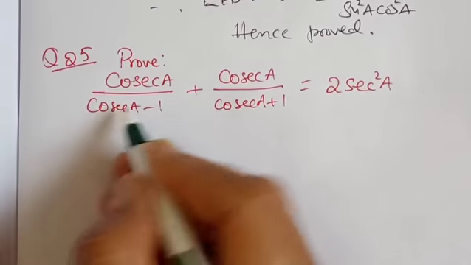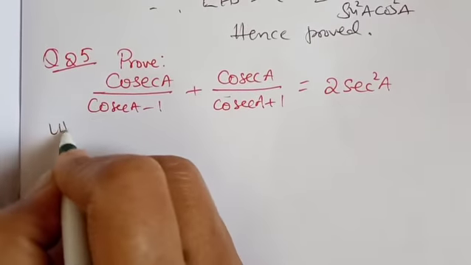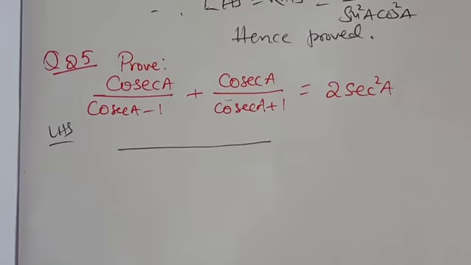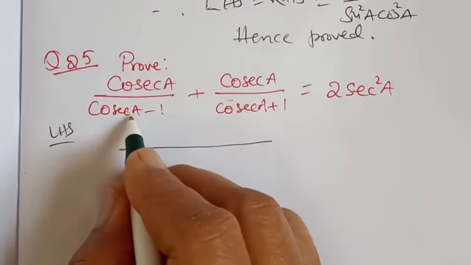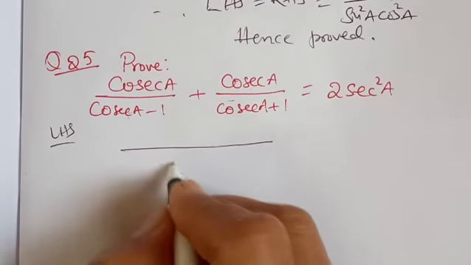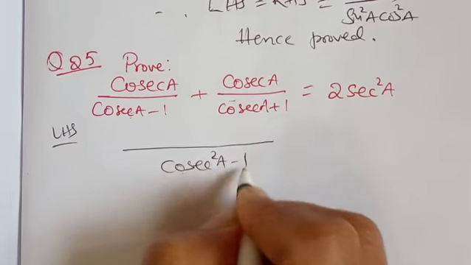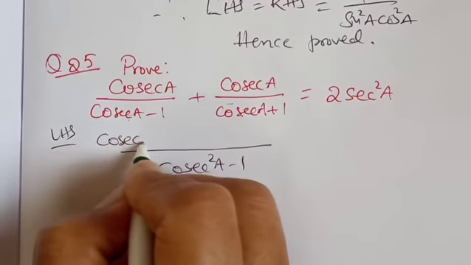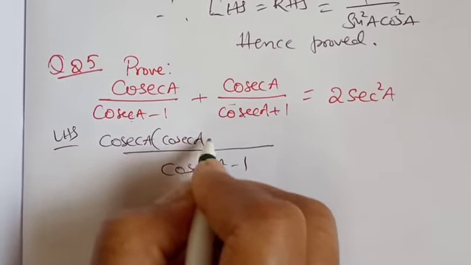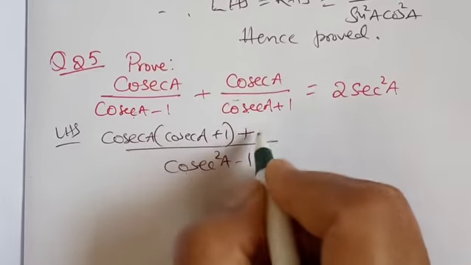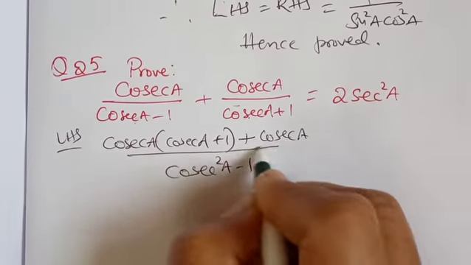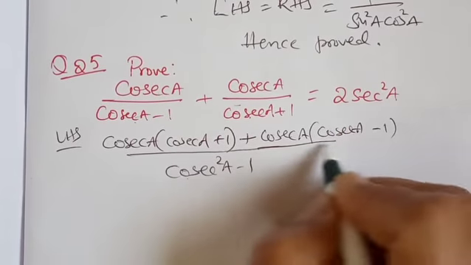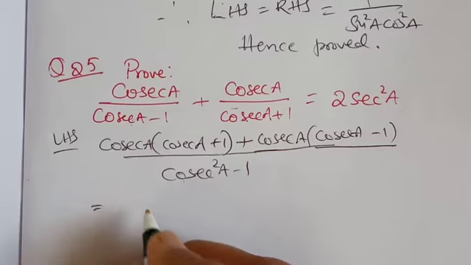25th question. Now I'm going to solve from LHS to RHS. So directly I'm going to solve it. I'm taking here LCM. Cosec A minus 1 into cosec A plus 1 is nothing but cosec square A minus 1, over cosec A into cosec A plus 1, cosec A into cosec A minus 1. Okay. We will simplify.